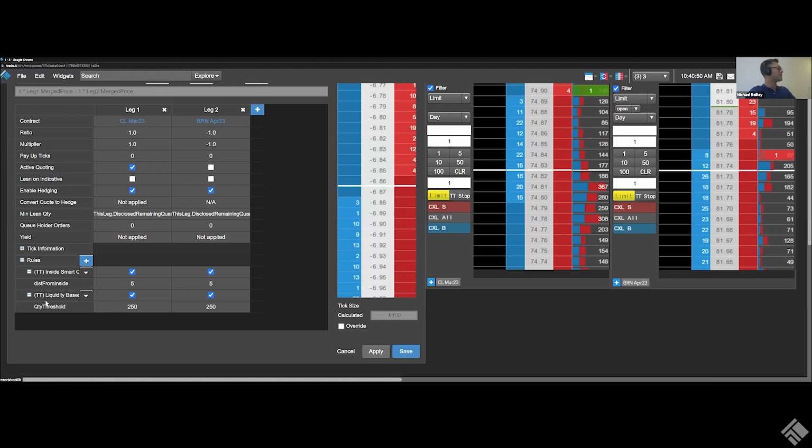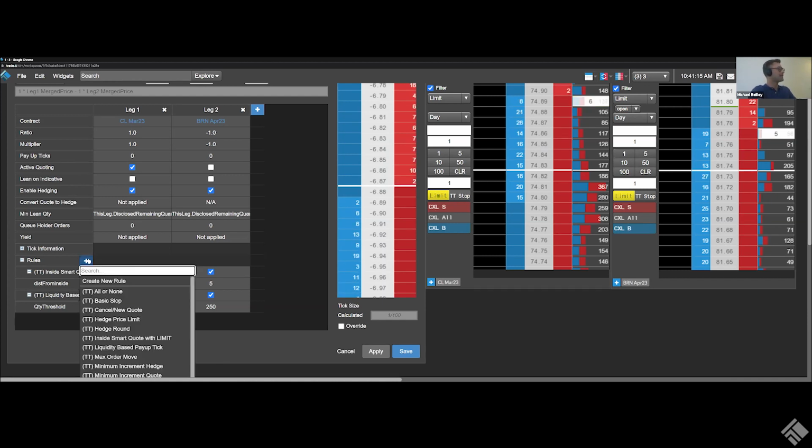We hit the drop down and we can see what the variables are that we can set. Of course, checkboxes if we want to enable or disable this for various legs. In this case, if the market quantity at the calculated hedge price is greater than or equal to the quantity threshold that we're setting here, then the hedge would back off 1 tick from the calculated hedge price. Again, there's a number of various rules here.